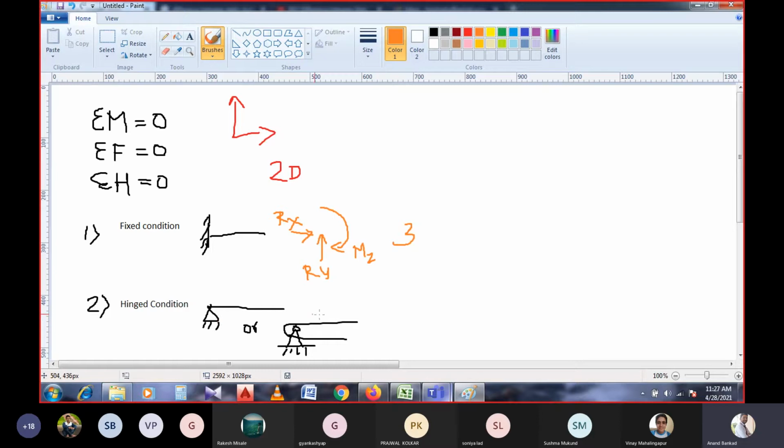So here, if you consider hinged condition, what are the forces or what are the reactions that will develop due to this support condition? See here, if you observe this cursor, I hope you are able to see this cursor, right? Is this visible? Correct? The cursor is visible, Sir.